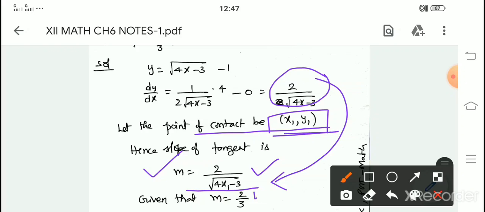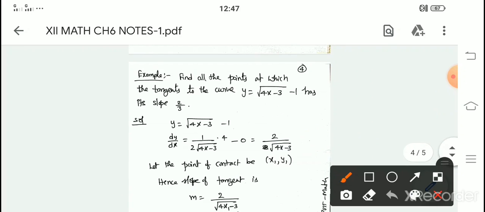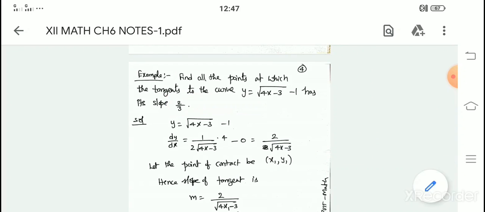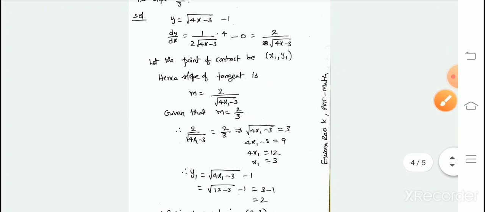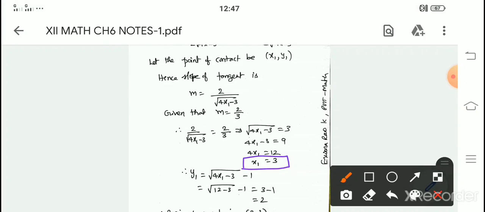But the given slope is 2 by 3. If you look at the question very carefully, the given slope is 2 by 3. So the slope I got is 2 by root over 4x1 minus 3, and the given slope is 2 by 3. So equate both of them and solve the equation. Then you get x1 is equal to 3. You can understand the solving steps by looking at them.